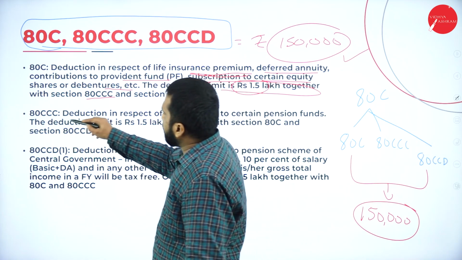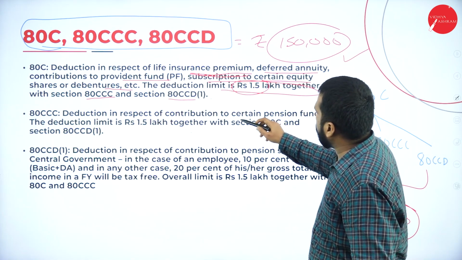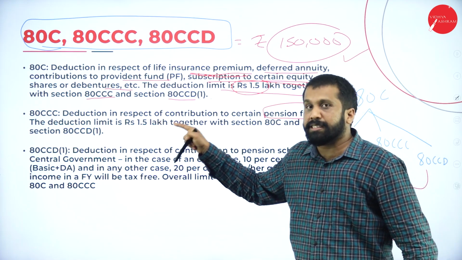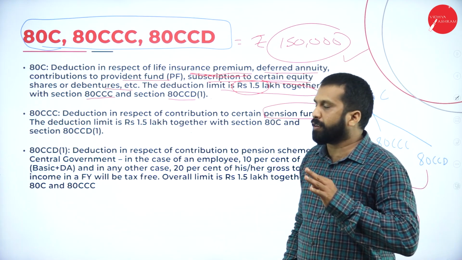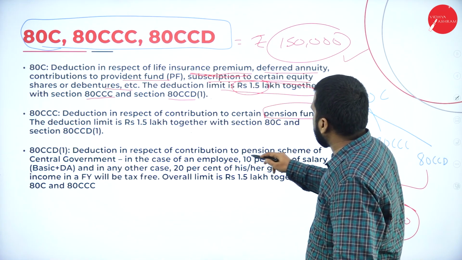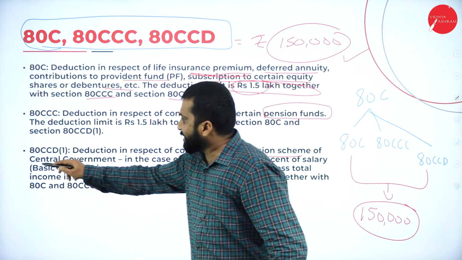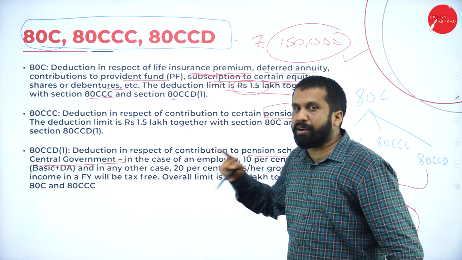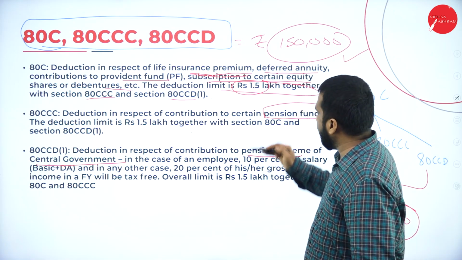Now, 80CCC: deduction in respect of contribution to pension fund. What is 80CCC? Pension fund. Now, 80CCD: in respect of contribution to pension scheme of central government. This one is other than central government, and this is for central government.